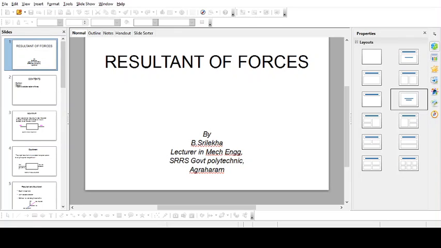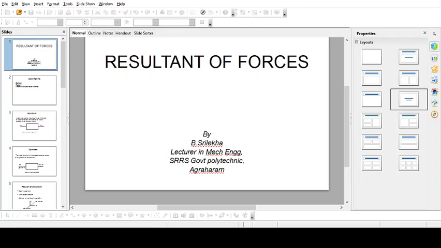Next, conditions for equilibrium. We have explained various conditions for equilibrium. The first one is the sum of the horizontal components should be equal to 0. Second, the sum of vertical components should be equal to 0. The final condition is that the summation of all the moments of forces should also be equal to 0. So these are the three compulsory conditions to be satisfied to check whether the body is in equilibrium or not.